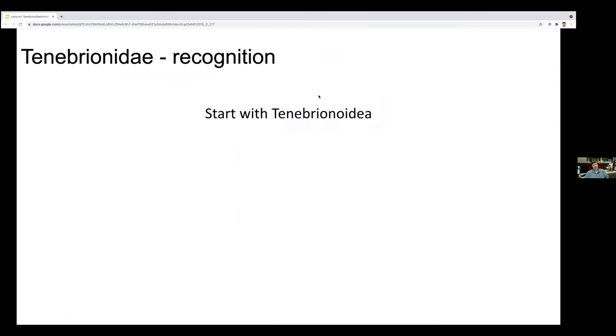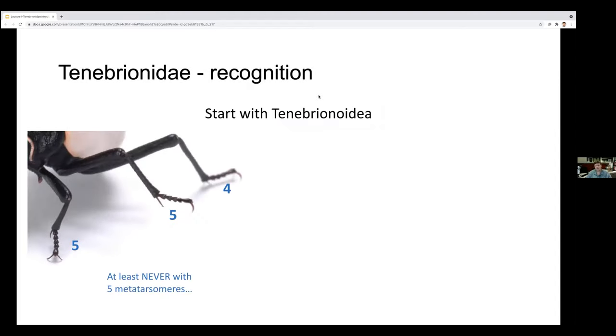So we're not really going to talk much about other beetle families, but we do want to talk about what is a Tenebrionid, which does get into, well, how do we tell it apart from other things? And so we have to start with the superfamily Tenebrionoidea. And this superfamily used to be called Heteromera, right? They have different tarsal formulas, 5-5-4. So the front and middle legs have 5 tarsal segments. The hind leg has 4.